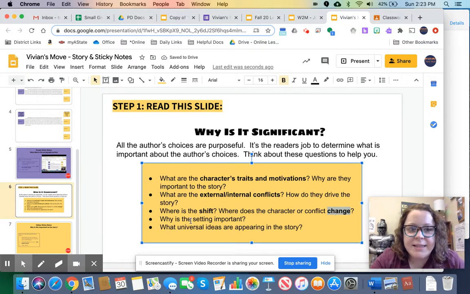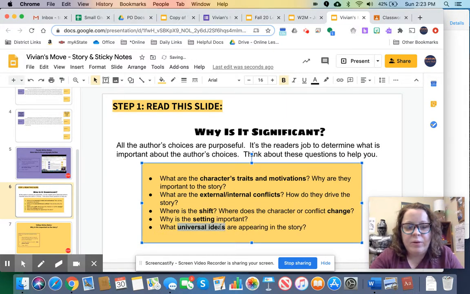right? Does this help me understand the setting and maybe why it's important? Does this point me to a universal idea? If you aren't super sure about universal ideas yet, no big deal. We will spend a ton of time talking about those in the next few weeks. We're just putting it here so you know that's where we're going.